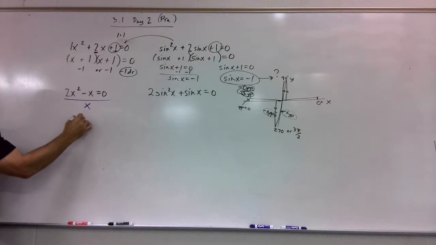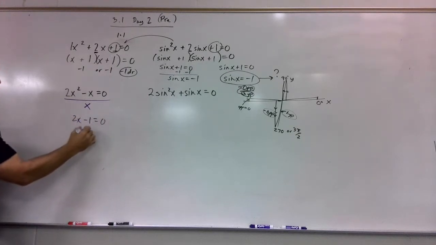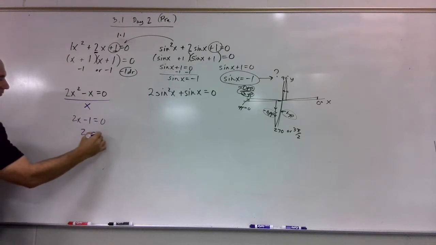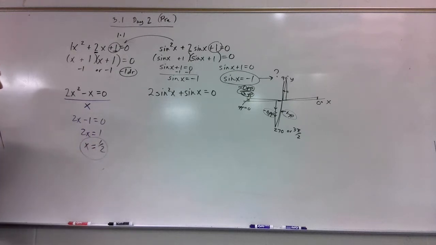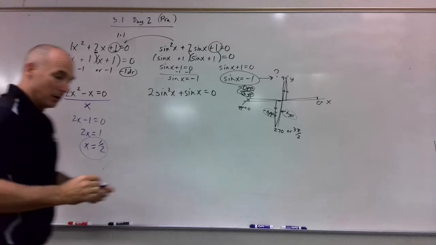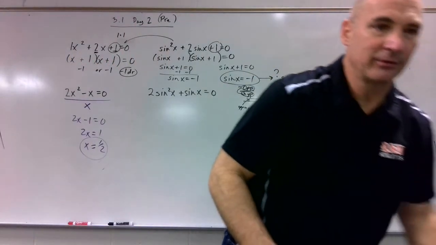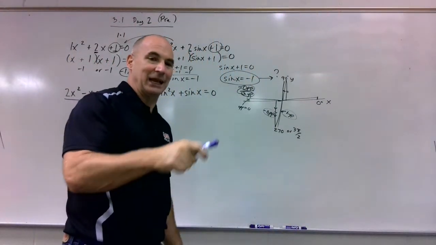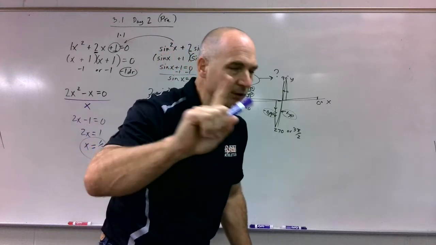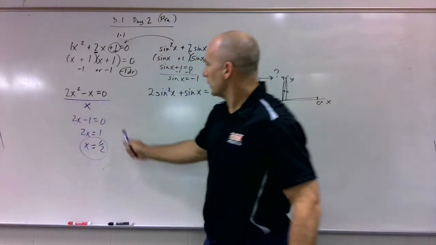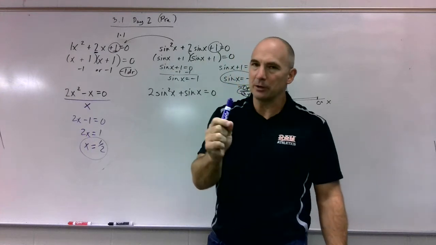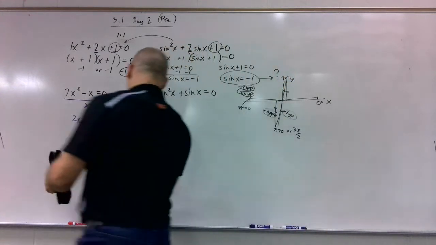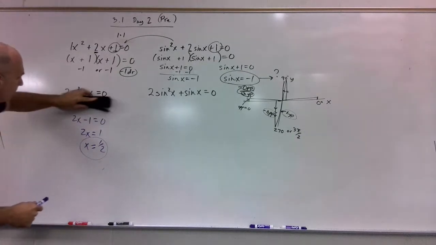I would get 2x minus 1 is 0, add 1, and I'd get 2x is 1, and I divide by 2, I get x is 1/2. And I think I've done it right. But the problem is, you eliminated an answer. So rule number one, even if it doesn't make sense to you, what are we trying to find? We're trying to find x. Never ever divide by the variable you're trying to find.